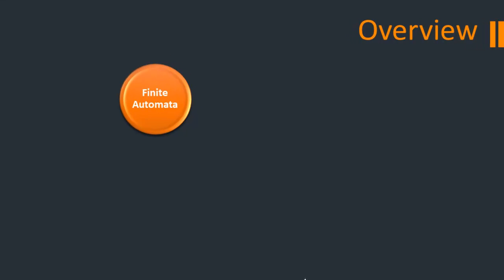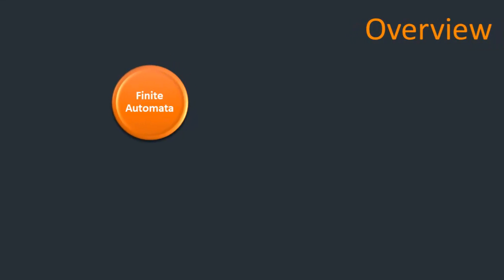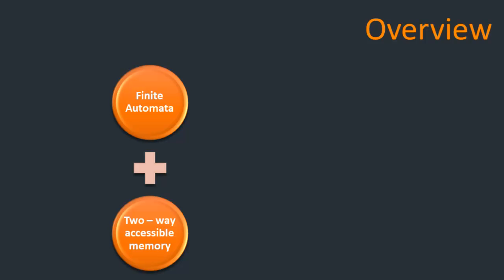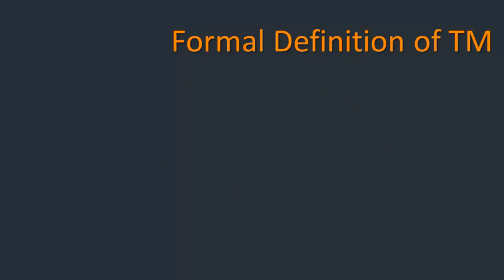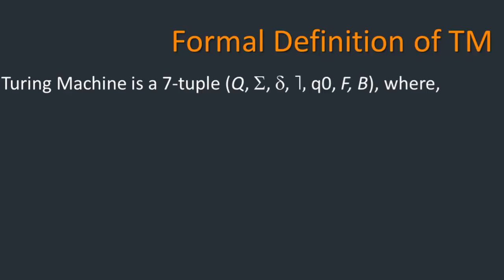A short overview: a Turing machine is nothing but a finite automaton along with a two-way accessible memory, that is, you can move either towards the left or towards the right. That's what a Turing machine logically means. The formal definition of a Turing machine is a 7-tuple, where 5 correspond to the finite automaton and the other 2 correspond to the tape, which is accessible in a bidirectional way.